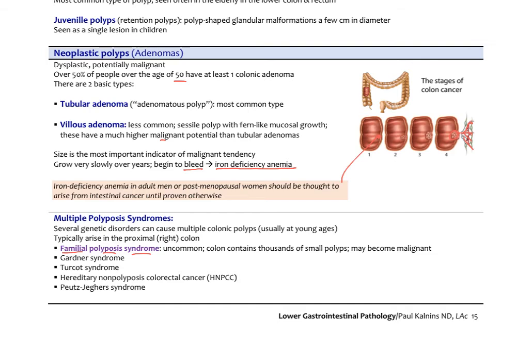And then there are several others. I'm not going to go through them: Gardner syndrome, Turcot, Peutz-Jeghers, but these all present with multiple polyposes, and these can all be pre-malignant. So generally, if there's a family history of this, people will start getting colonoscopies at a much younger age, usually 40, if not even earlier, to detect these and then remove them before they become cancerous.